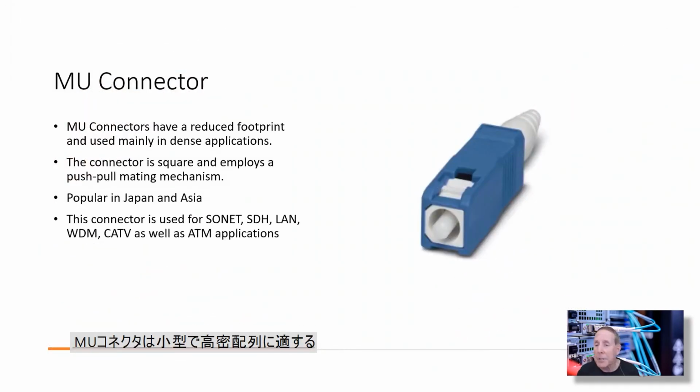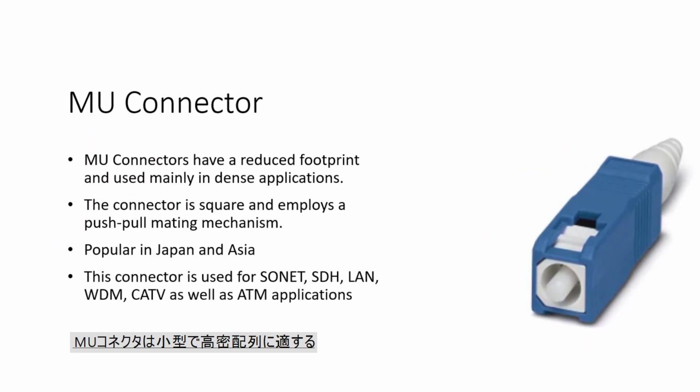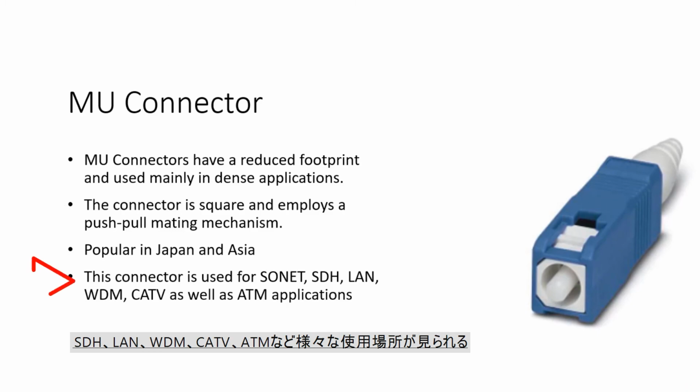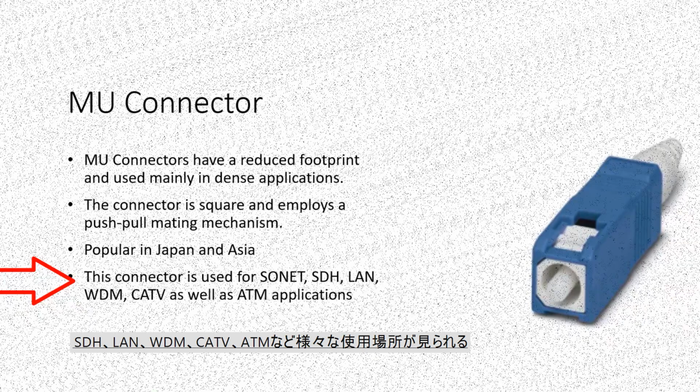The MU connector has a very reduced footprint and is mainly used in dense applications. The connector is square and employs a push-pull mating mechanism. It's popular in Japan and Asia. It's used for SONET, SDH, LAN, WDM, CATV, as well as ATM applications.